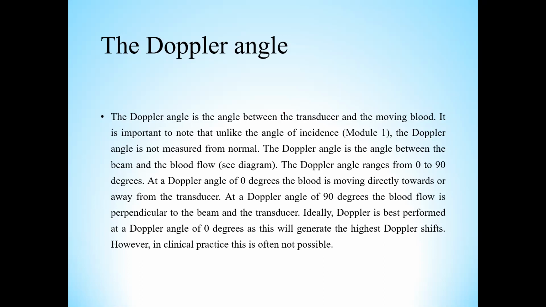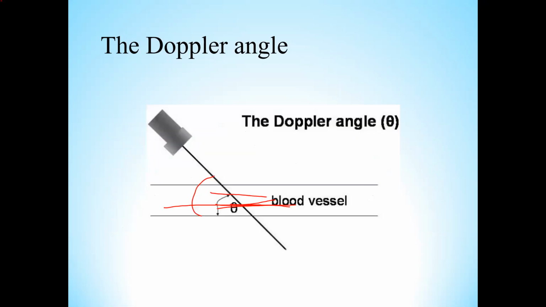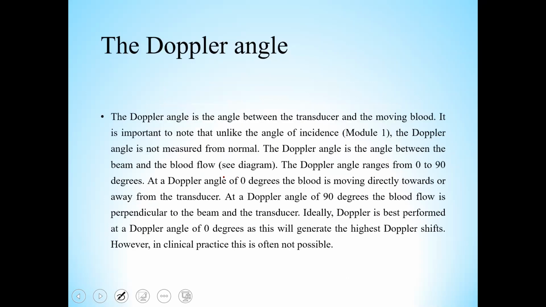I will show the diagram which represents this. Okay, here you can see the direction. Just for example, this is the vessel, these are the vessel walls, and the blood is moving in the lumen of the vessel in this direction. So this is the direction of the blood flow, and this is the incident sound wave, and this is the angle between the flow and the incident sound wave. So this angle will be calculated, and we take the cosine of this angle into account.